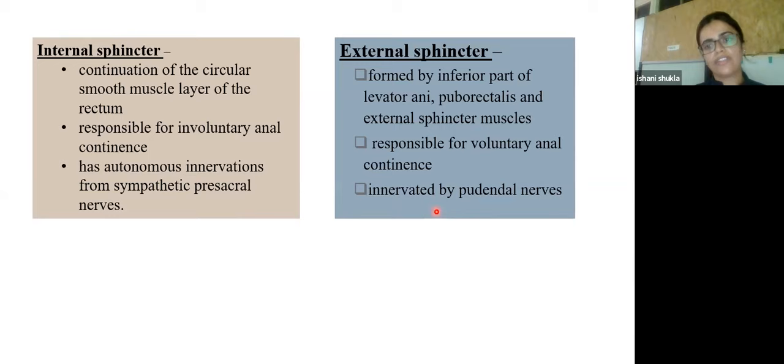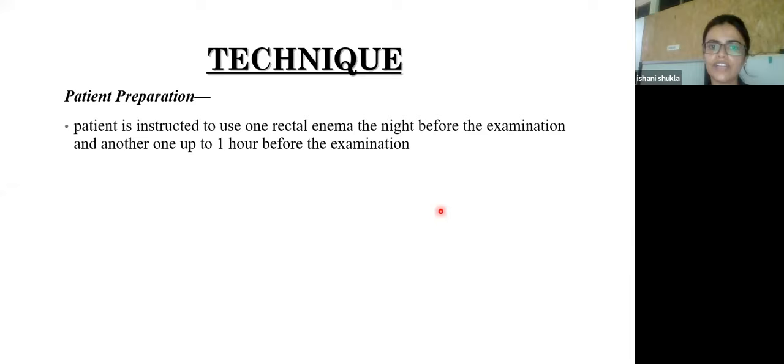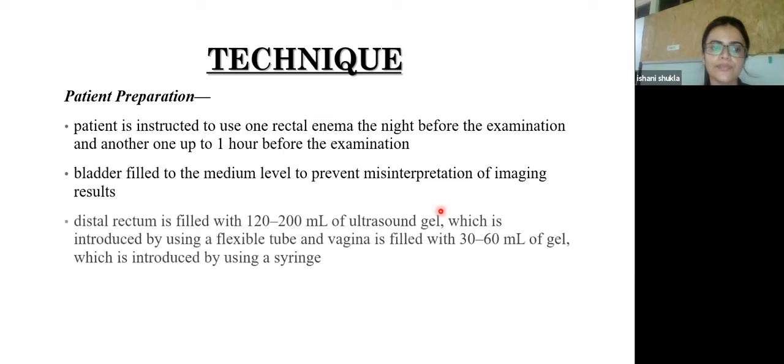Coming to dynamic MR imaging of the pelvic floor. So patient preparation: the patient is instructed to use one rectal enema the night before the examination and another one up to 1 hour before the examination. The bladder should be filled to medium level to prevent the misinterpretation of the imaging results. And the distal rectum is filled with 120 to 200 ml of ultrasound gel, which is introduced by using a flexible tube. And the vagina is filled with 30 to 60 ml of gel, which is introduced by using a syringe.